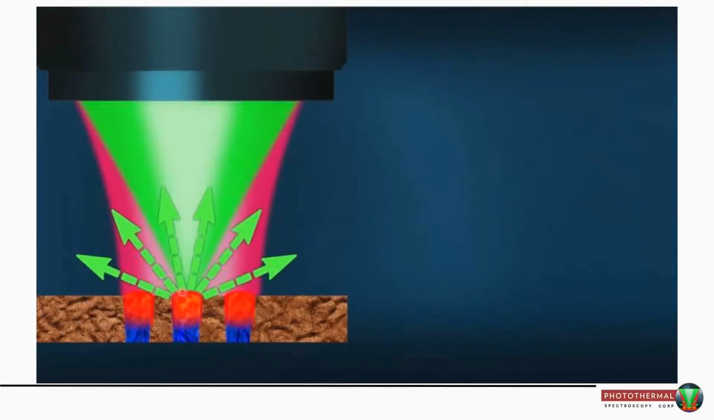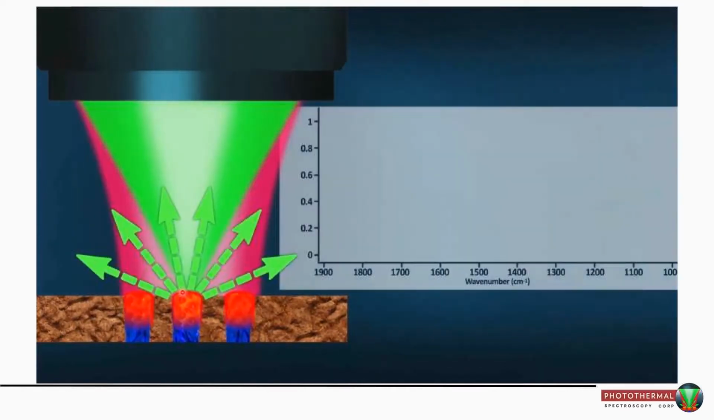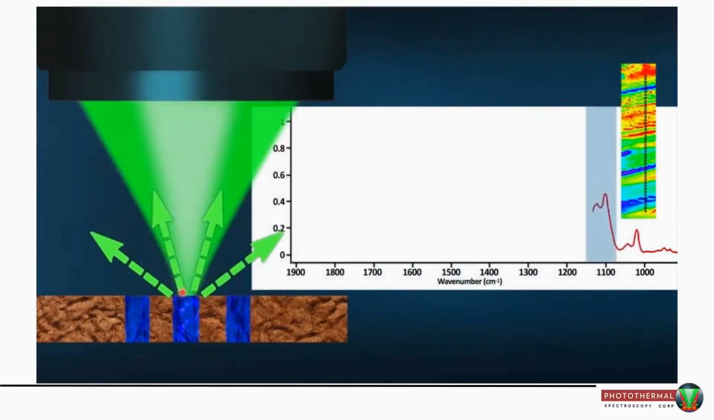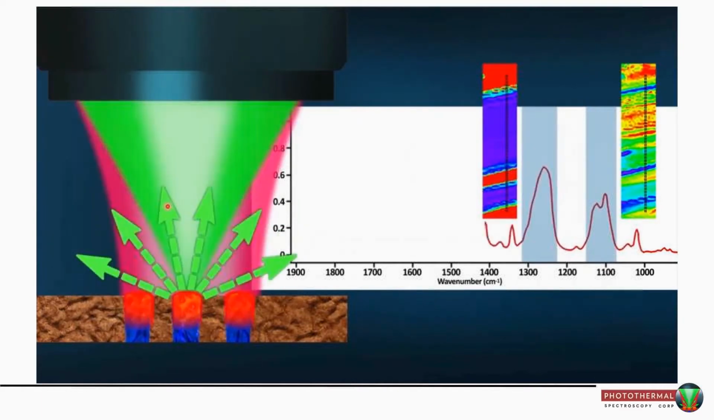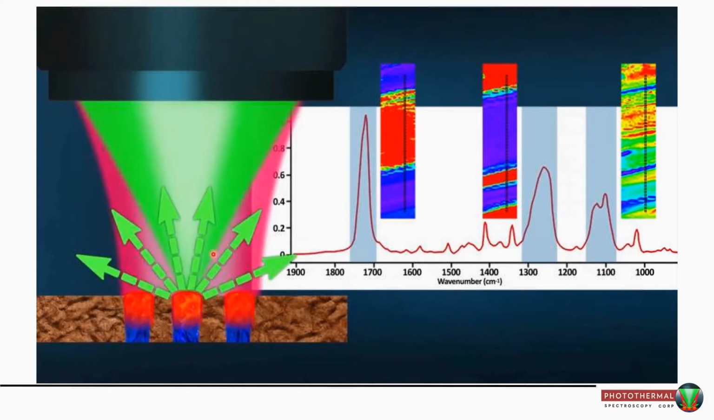And as the sample absorbs that, you get localized heating that changes refractive index and causes sample deformation. So that changes how the green light is scattered. So we measure the green intensity as we're tuning our infrared wavelengths, and that's how we end up with what is essentially a pure absorbance spectrum.